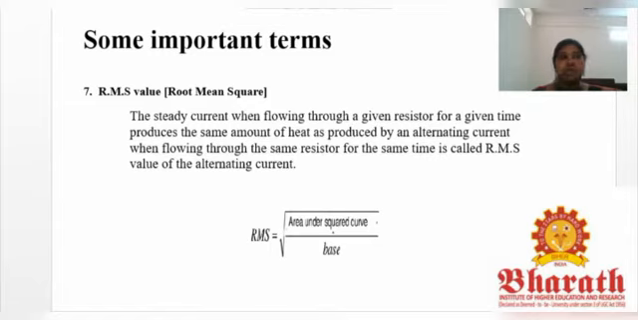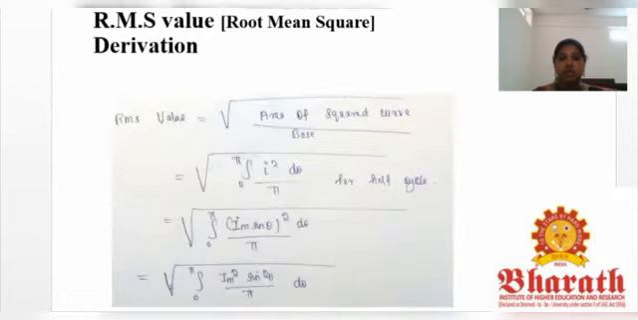So RMS value, from the name itself you can understand, is the root mean square value. We have a particular formula for this RMS value. RMS is given by the root of the area under the squared curve divided by the base value. We are going to derive the equation for the RMS value.